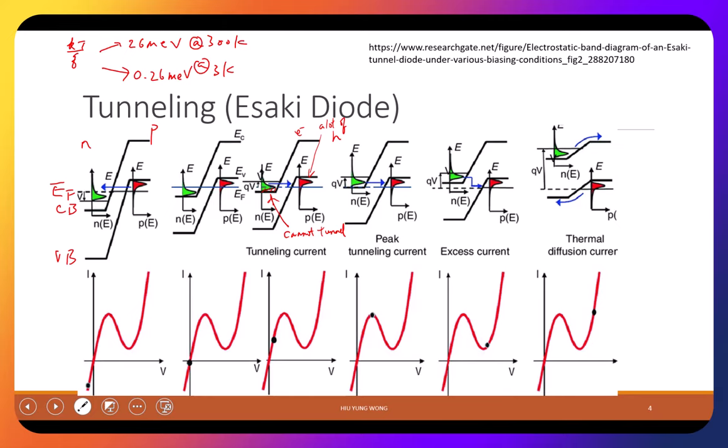Now go back to his question. Is this forward bias or reverse bias? Reverse bias. Why?